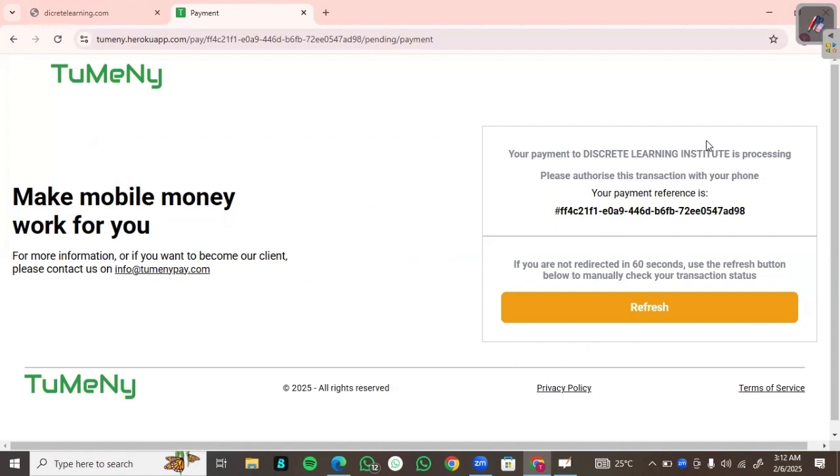Once this page pops up on your phone or your PC, you are going to receive a pop-up message on your phone telling you to input the password for your mobile money. Once you input the password for your mobile money, you will be let into the website. It means you have registered. So let's say, for example, let me put in my password on my phone now.